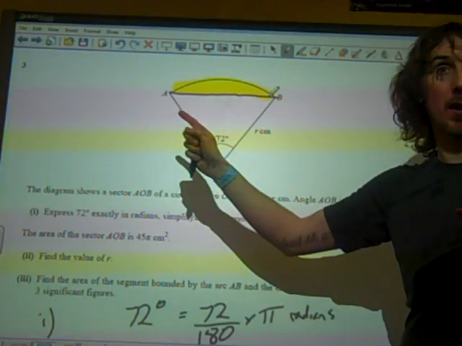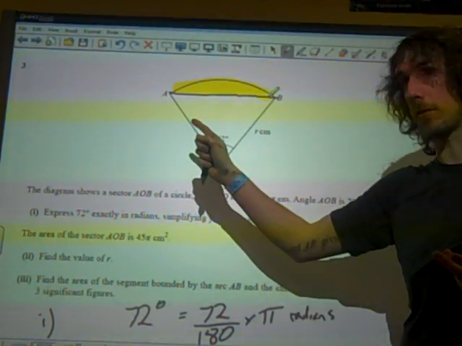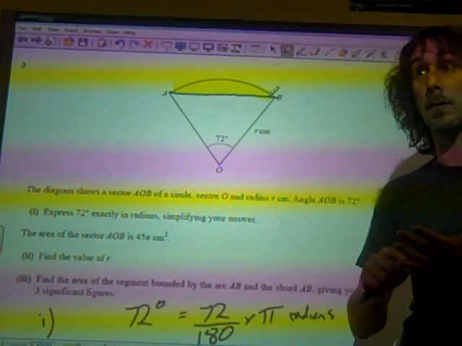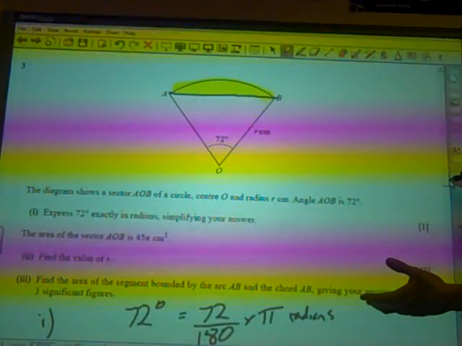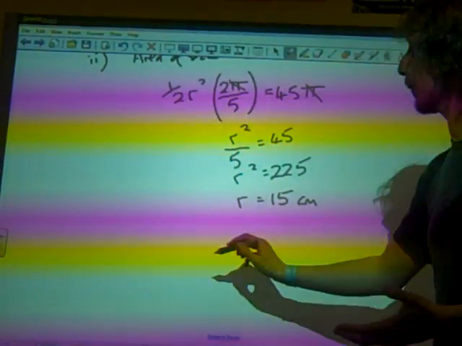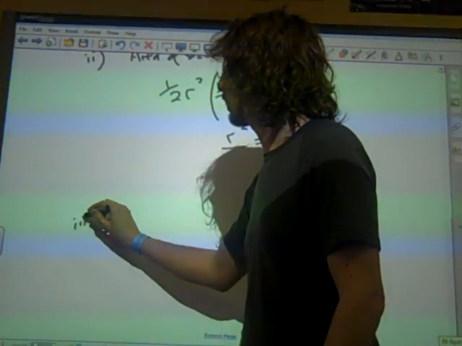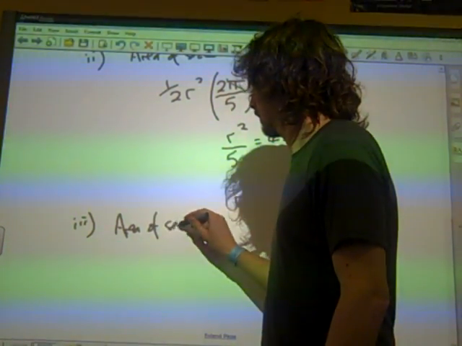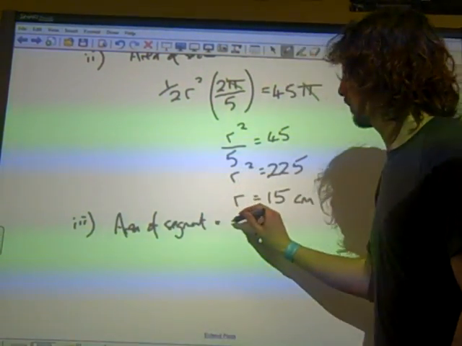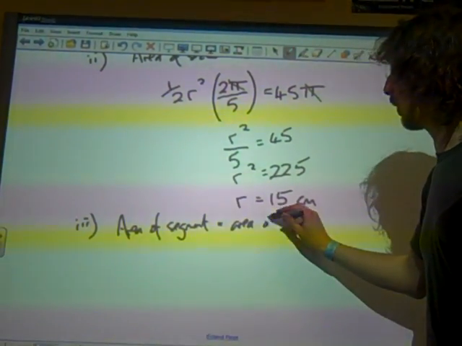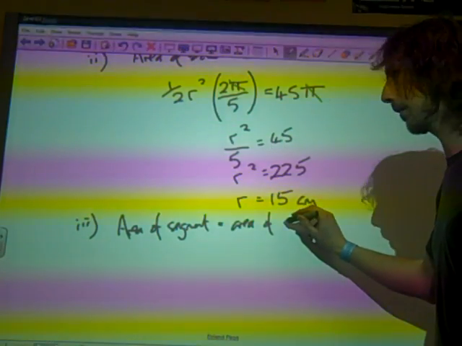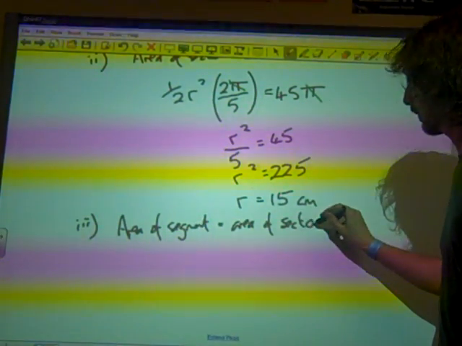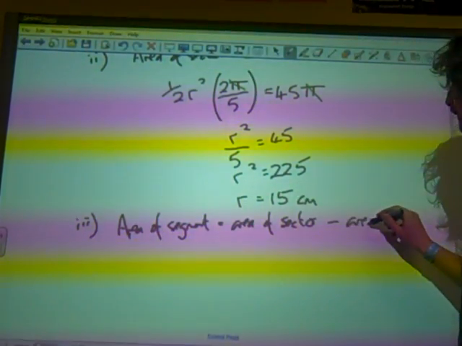And again, right at the start of this bit where we reminded ourselves about trigonometry, we wrote down a formula for the area of the triangle, didn't we? So this is going to be the area of the sector minus the area of the triangle.